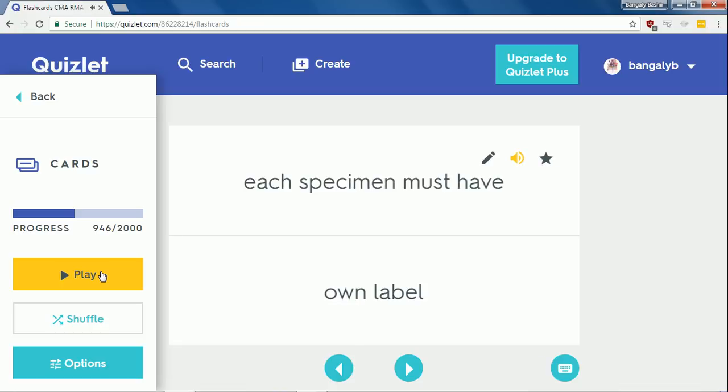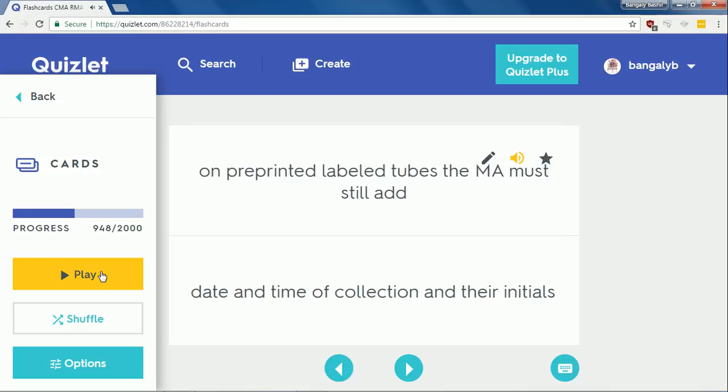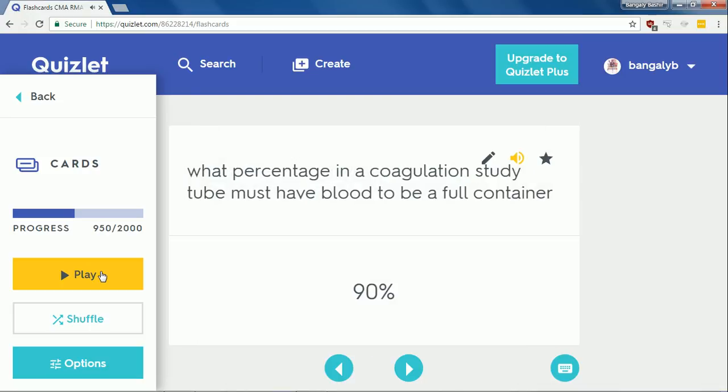Each specimen must have own label. Label must be completed: patient name, birth date, the date and time of venipuncture, ID number and MA initials. On a pre-printed label tube, the MA must still add date and time of collection and their initials. What percentage must have blood to be a full container? 75%. What percentage in a coagulation study tube must have blood to be a full container? 90%.